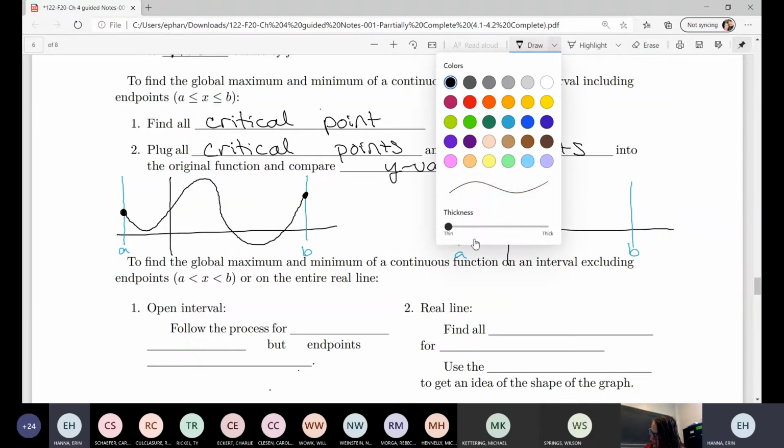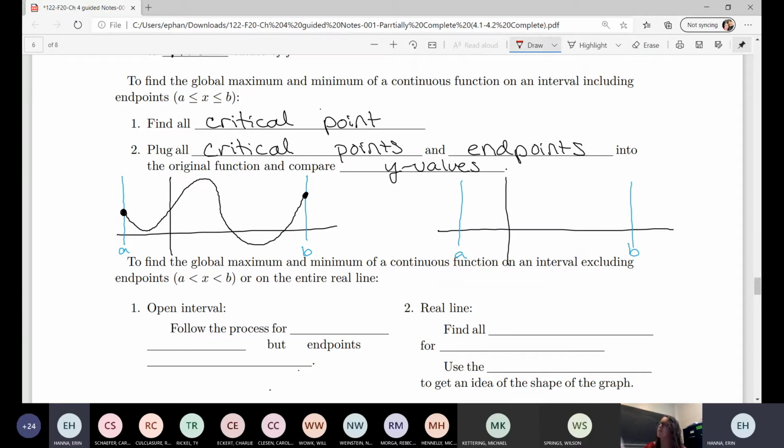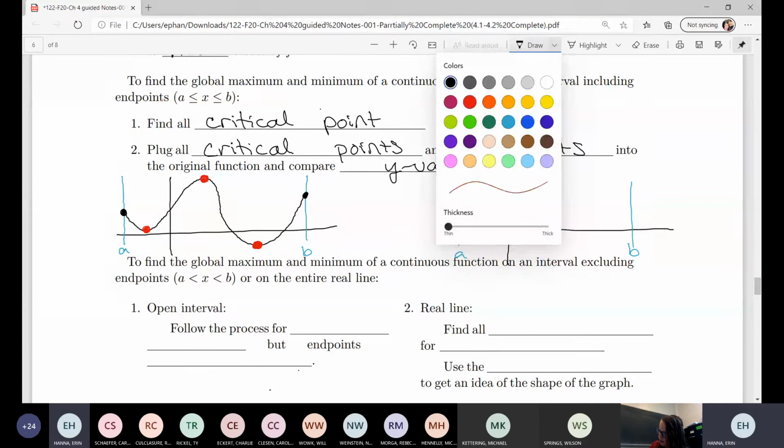There we go. So if I'm looking at this graph and I just want to focus on local maxes or mins for a second, I have a local min there, a local max here, and a local min there. So I can still talk about local, but now if I want to talk about global, I want to know which one of these points is the absolute lowest point on the graph and the absolute highest point on the graph.